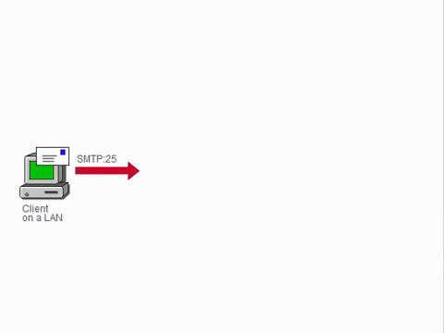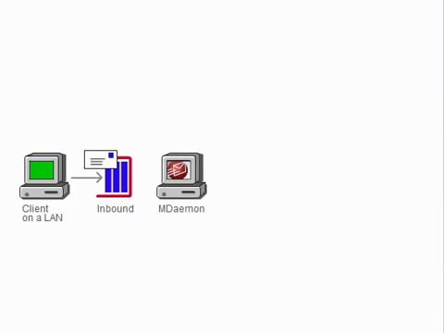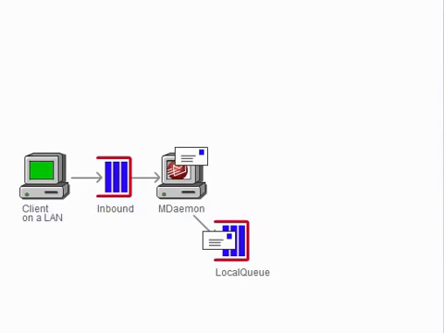Once the message arrives, it is deposited into the inbound queue. The message stays in this queue until it is processed by MDaemon, which then analyzes the headers in order to determine whether it is addressed to a local or a remote email account. If the message is for a local account, it is deposited into the local queue. If, on the other hand, the message is addressed to a remote user, it is deposited into the remote queue.